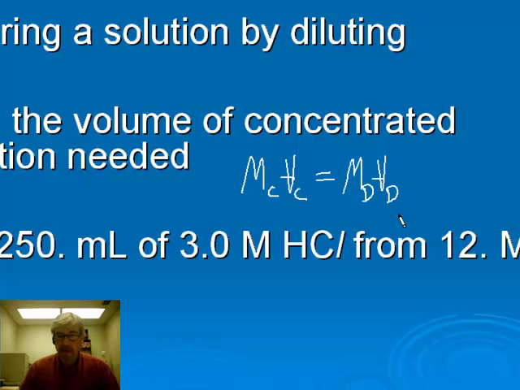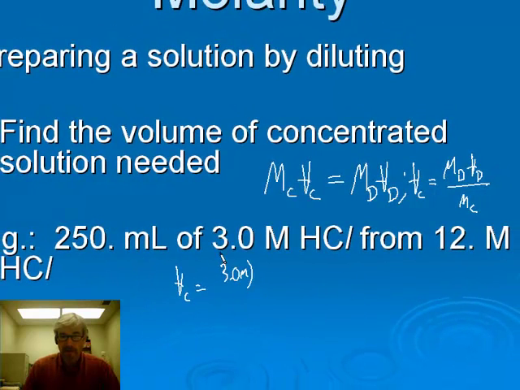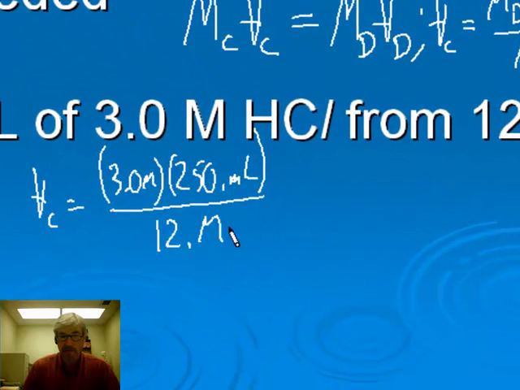So if I take this little equation and solve it for the volume of concentrated, I find that I have the molarity of the dilute times the volume of the dilute divided by the molarity of the concentrated solution. Well, let's apply that here. The volume of concentrated solution would be equal to 3.0 molar times the volume I want, 250 milliliters, divided by the molarity of my concentrated solution, which is 12 molar. Do a little canceling here. This is going to be 250 milliliters divided by 4, which will come out to 62.5 milliliters.